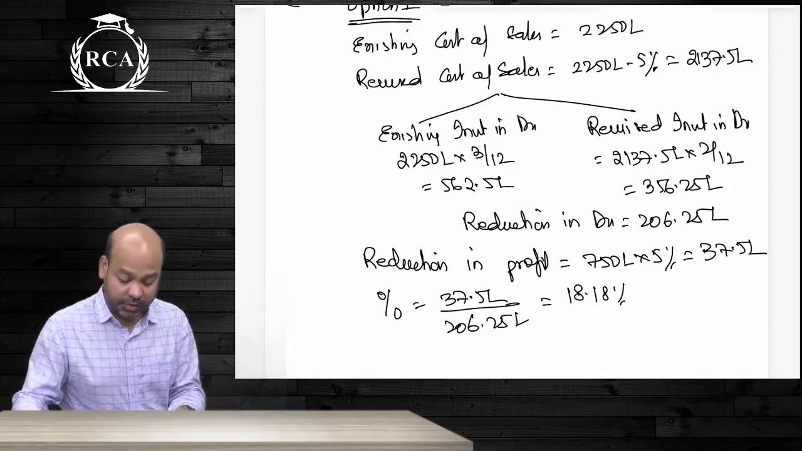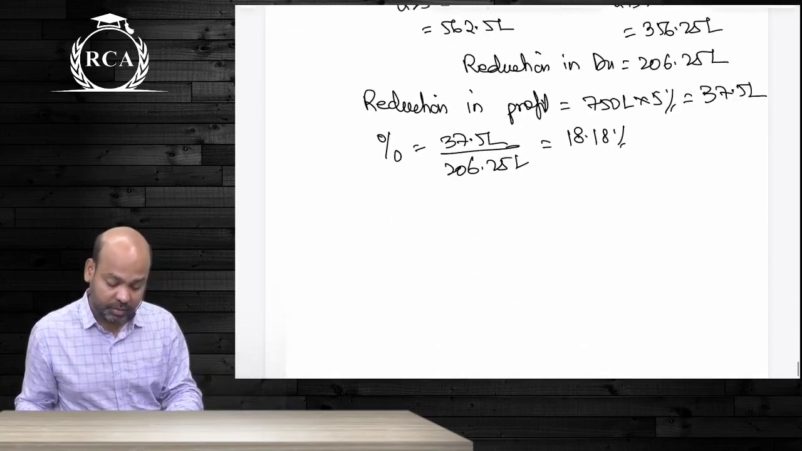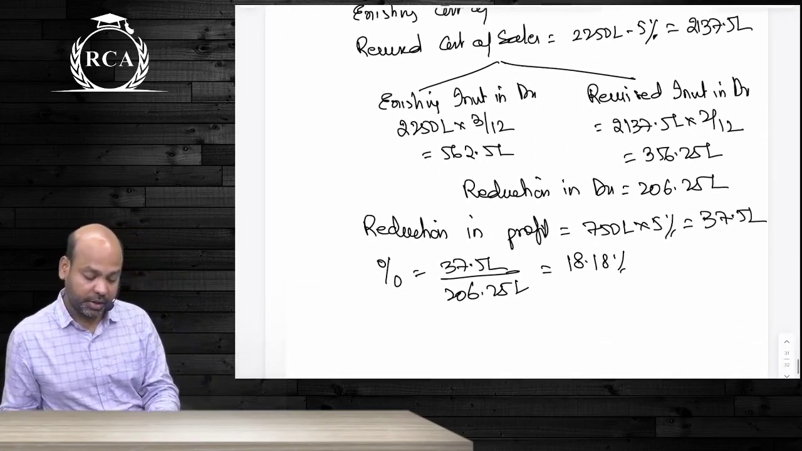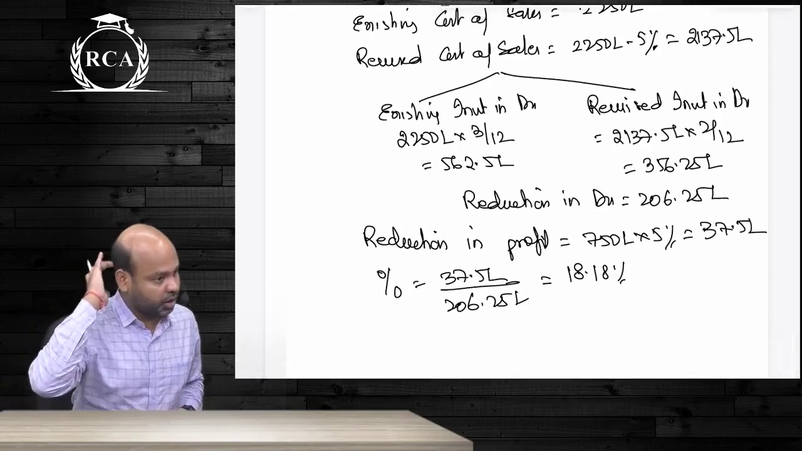There's only one option with 18.18. So the other answer, beta, has to be how much? 16.92. Now, are we all clear about this, guys?